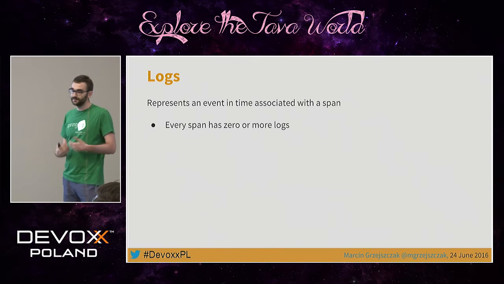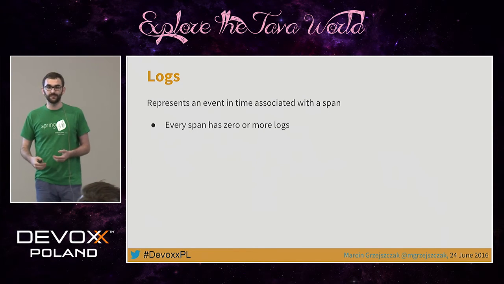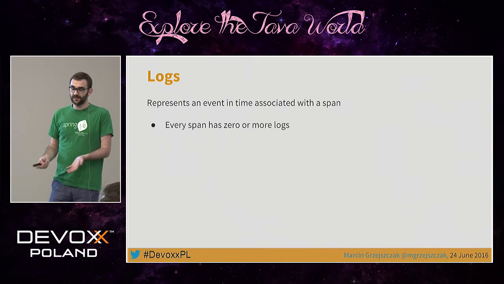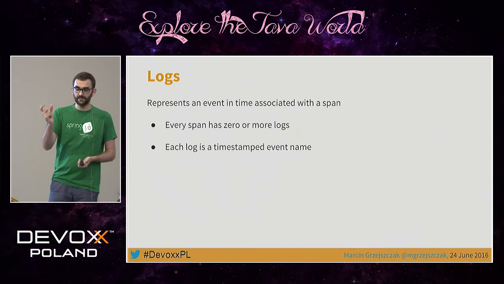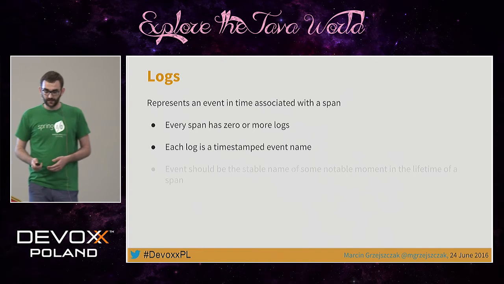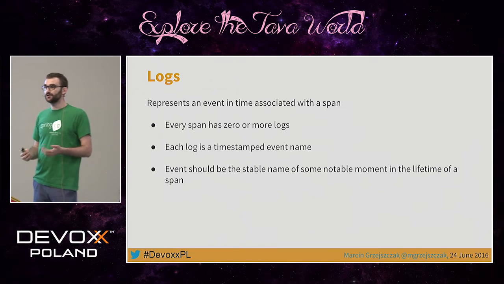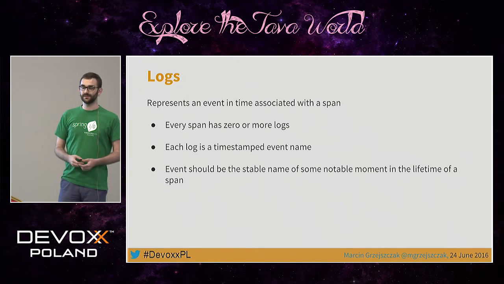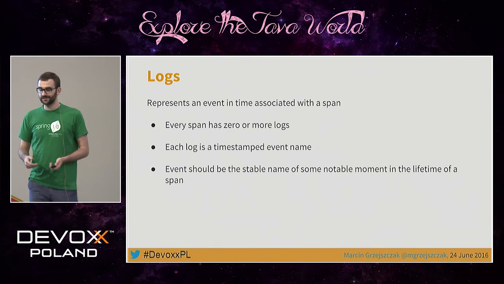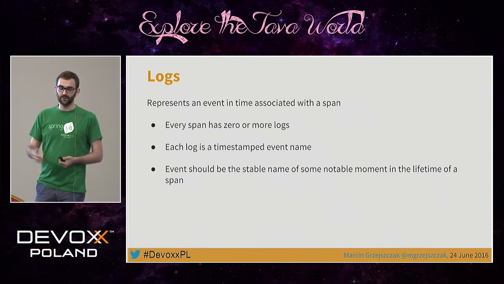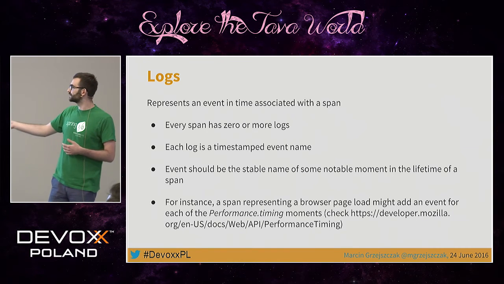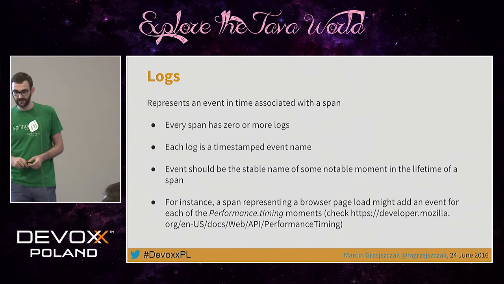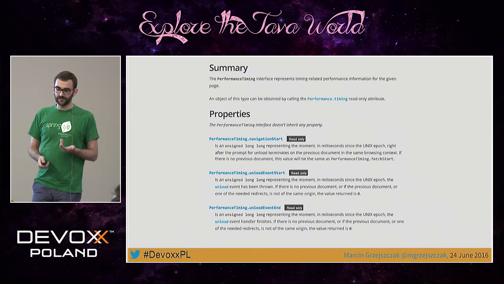They represent an event that happened in time. Every span can have 0 or more logs, and every log has a name and a timestamp of when it occurred. An event should have a stable, meaningful name, not an arbitrary one, because it defines a notable moment in the lifetime of the span. Possible examples are the Mozilla developer performance timing moments, representing browser page load events. It can be kind of similar. So here we have an example.